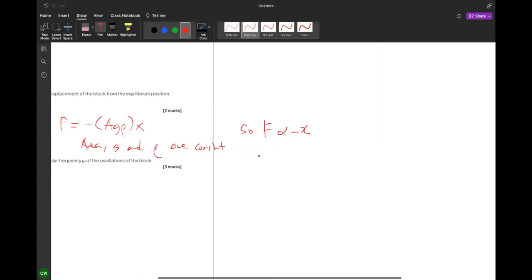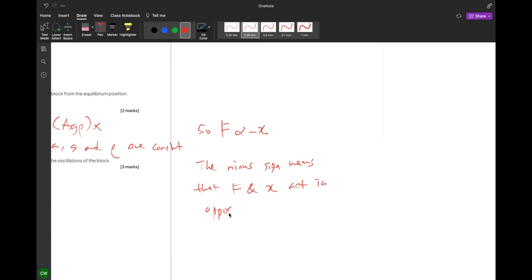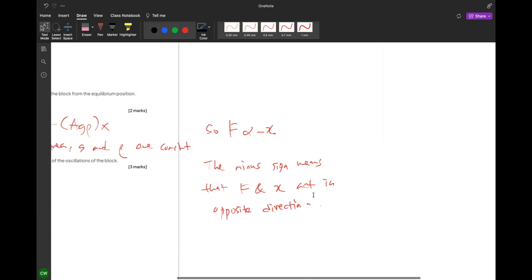Then you have to explain about this minus sign. The minus sign means what? The minus sign means F and s are in opposite directions. F and s are in opposite directions. Okay, that's all.